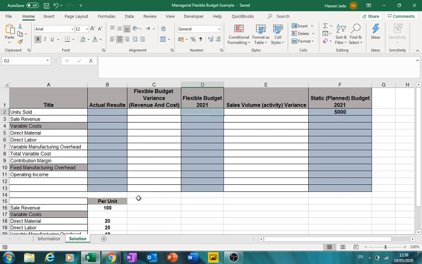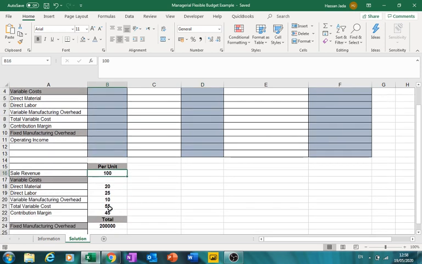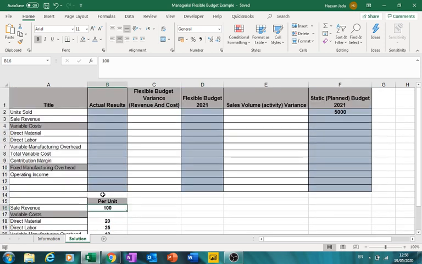Okay, then according to our data here, we have selling price per unit, direct materials per unit, direct labor per unit, etc. Then we can use these data to prepare our static planned budget. Static budget here, we will start.